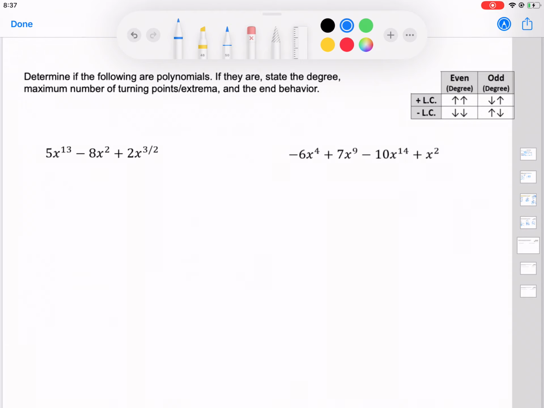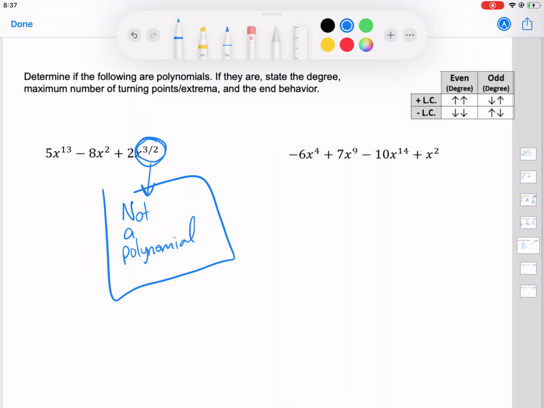And we can just keep going. I'll just do a few more. You don't have to watch these anymore if you don't want to. This one, since this is a fractional exponent, it is not a polynomial. Just like that. While this last one, there are no fractional exponents, we're good.